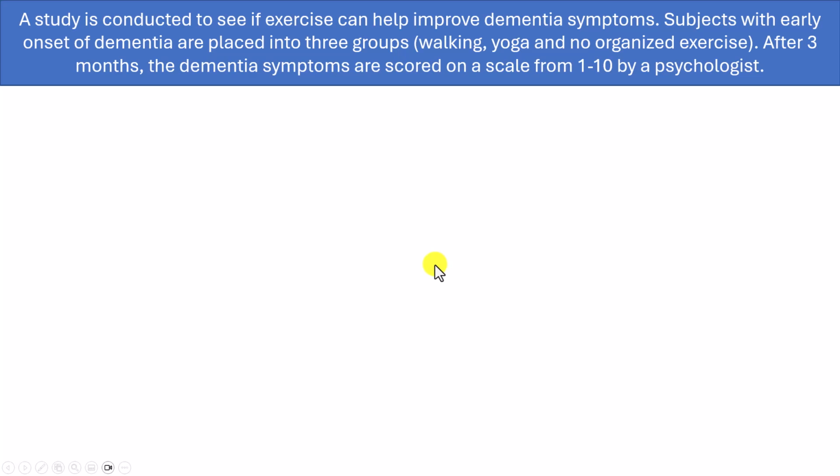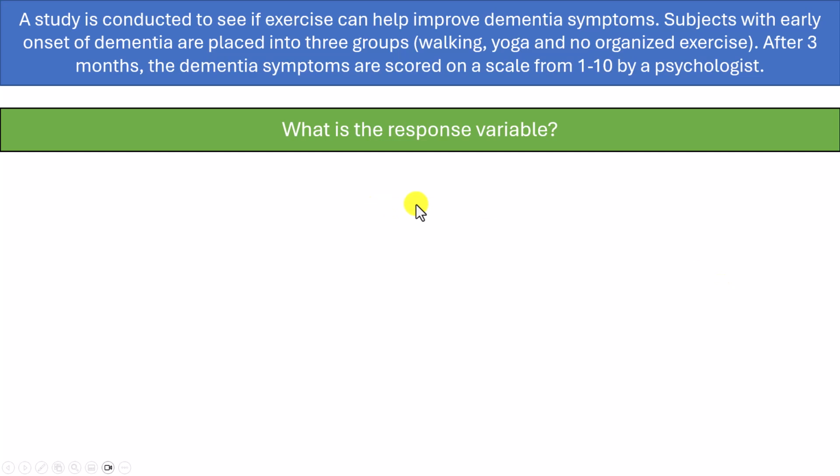Okay, so here is a problem for you to try. A study is conducted to see if exercise can help improve dementia symptoms. Subjects with early onset of dementia are placed into 3 groups. We have the walking group, the yoga group, and then we have no organized exercise. And after 3 months, the dementia symptoms are scored on a scale of 1 to 10 by a psychologist. So go ahead and see if you can do these things.